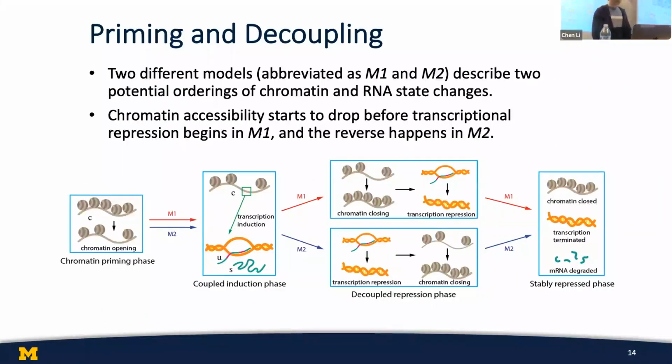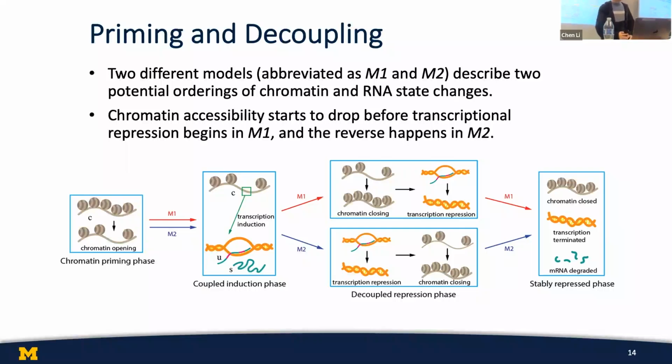The benefit of simultaneously modeling the chromatin and RNA is that we can study their temporal relationship. They are not necessarily always coupled, meaning that when one modality goes up, the other doesn't necessarily follow closely. We think there are 2 possible models, 2 possible orders. Both will start with the chromatin priming phase. This is when the chromatin starts to open, but the RNA stays at 0.